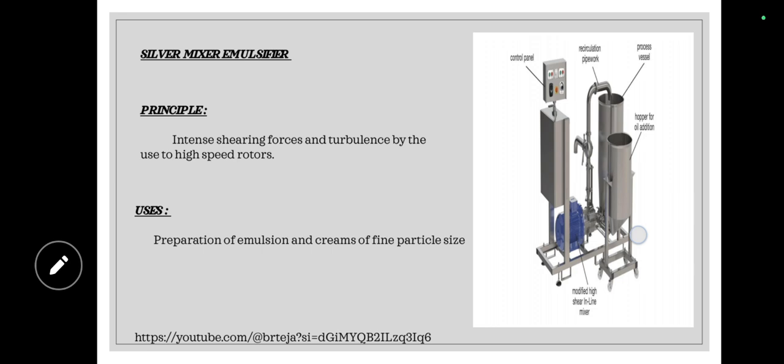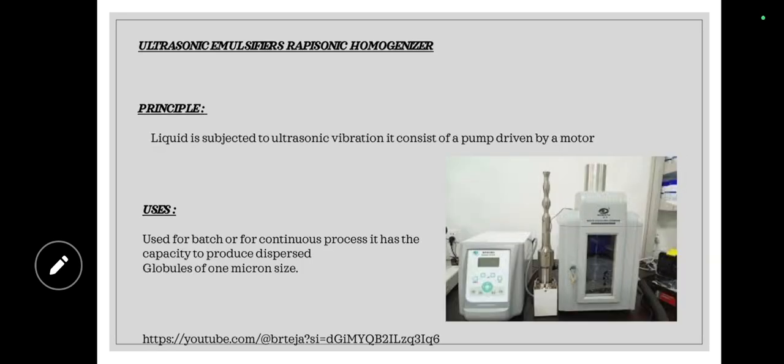Okay, next slide. Ultrasonic emulsifiers and radiosonic homogenizer. This instrument and equipment is normally used in our college labs, using ultrasonic vibrations. You can study it in depth in the fourth semester in pharmaceutical analysis. It is used to prepare samples for TLC, thin layer chromatography, and for chromatography and spectroscopy, and has a main function in pharmaceutical analysis.